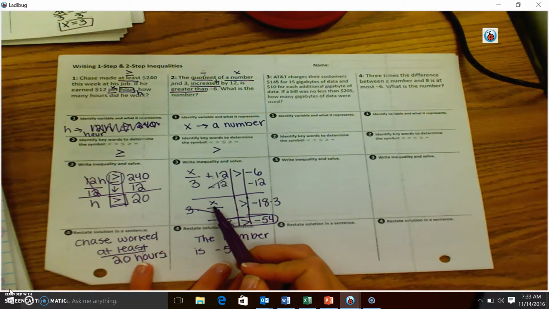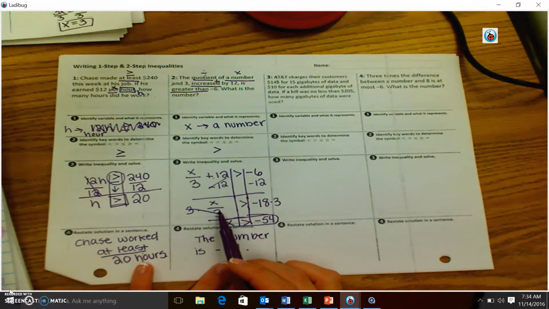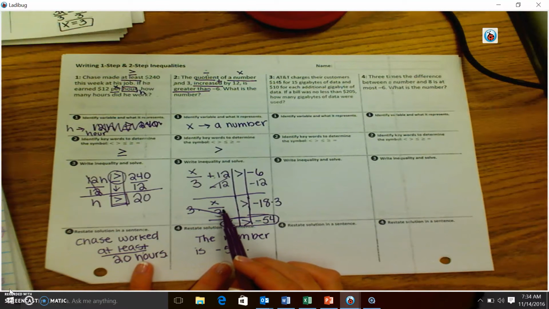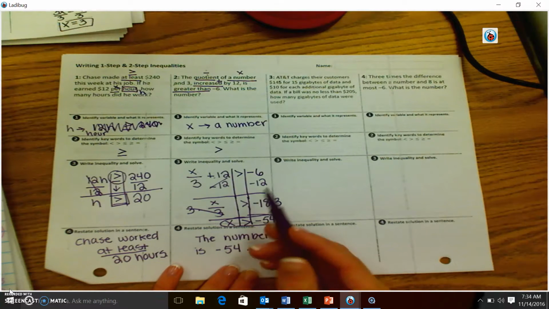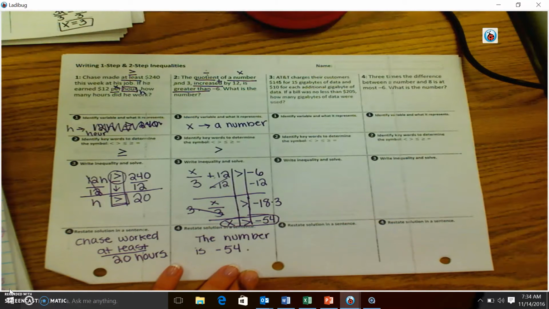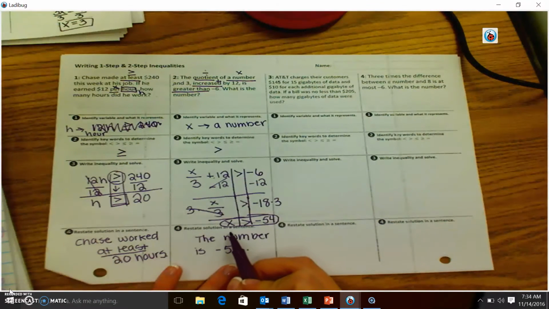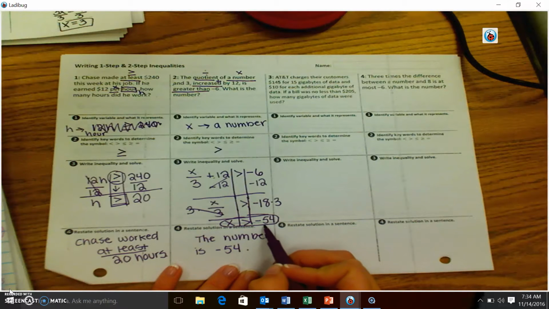Is the variable all alone? No. So we need to get it alone. And by doing that, we have to do the inverse operation. If we're dividing, what is the inverse operation? Multiplication. So we multiply by 3. And whatever we do to one side, we do to the other. So that cancels out and we just get x. And we're not dividing by or multiplying by a negative number, so we keep our sign the same. And then negative 18 times 3 is negative 54.